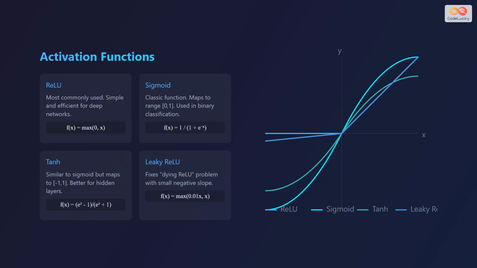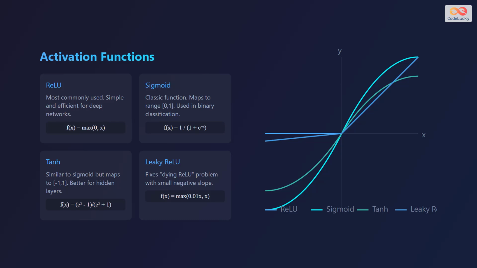Let's explore activation functions. Rectified linear unit, the most commonly used activation function, is simple and efficient for deep networks. The function is defined as f of x equals maximum of 0 and x. Sigmoid is a classic activation function that maps values to a range between 0 and 1, commonly used in binary classification. The function is defined as f of x equals 1 divided by 1 plus e to the power of negative x.